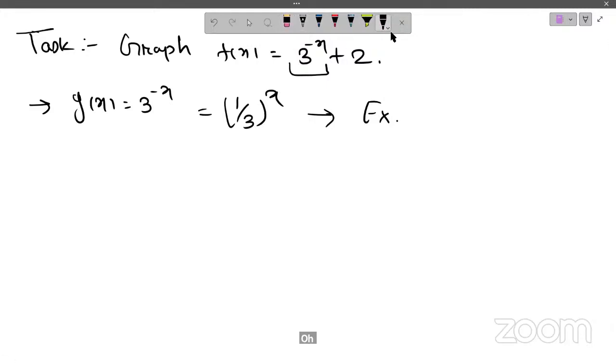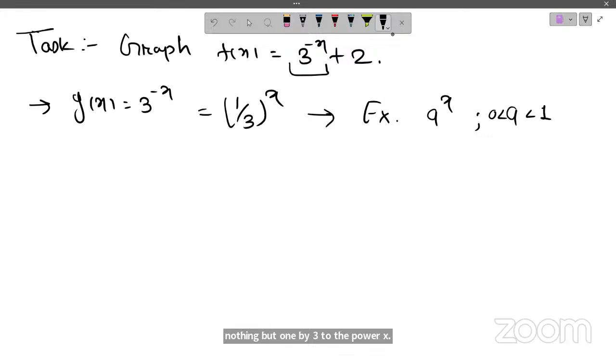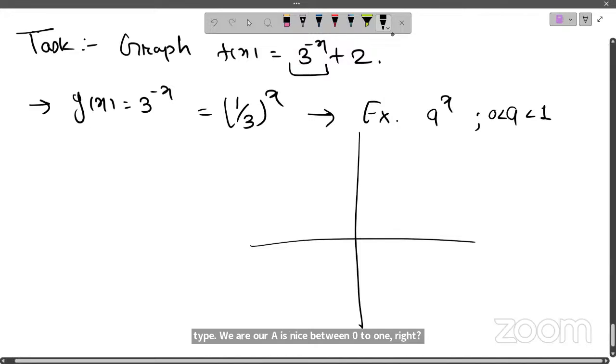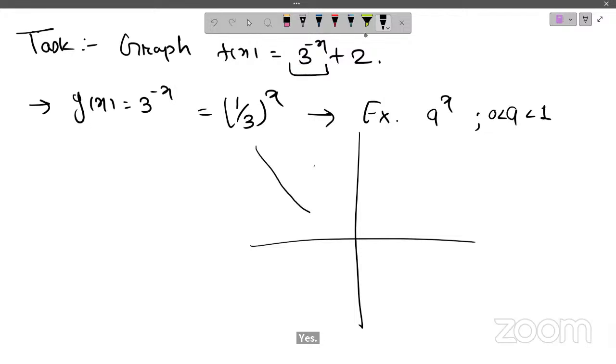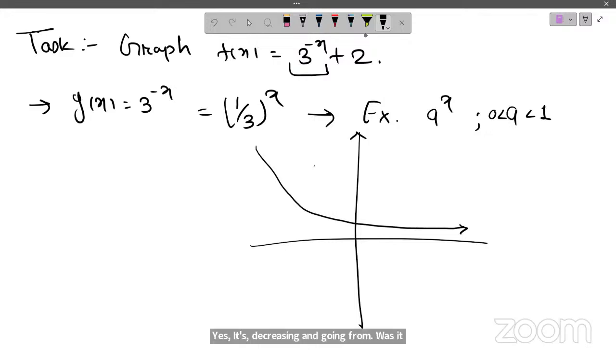Now 3 to the power minus x is nothing but 1 by 3 to the power x. So it is an exponential function of a to the power x type, where a lies between 0 and 1, right? So you know how the graph will look. It will be decreasing. And what is the y-intercept?